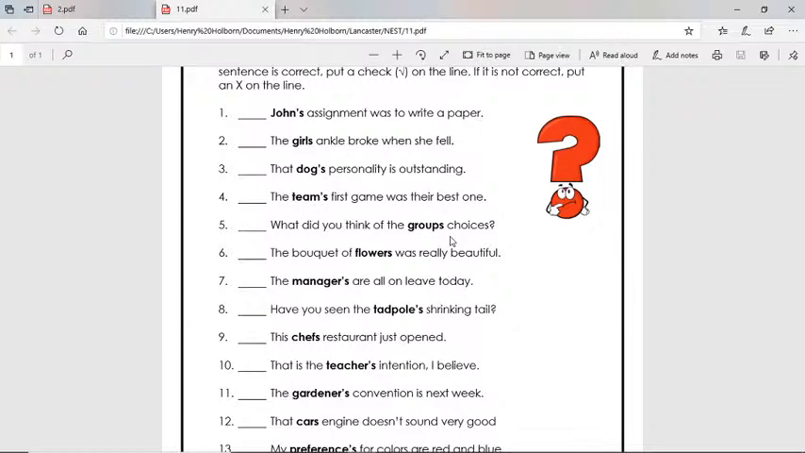What do you think of the group's choices? So who do the choices belong to? Think about the possessive here, or the plural.